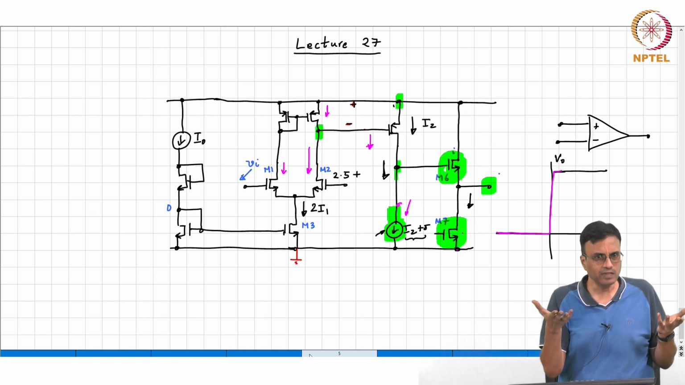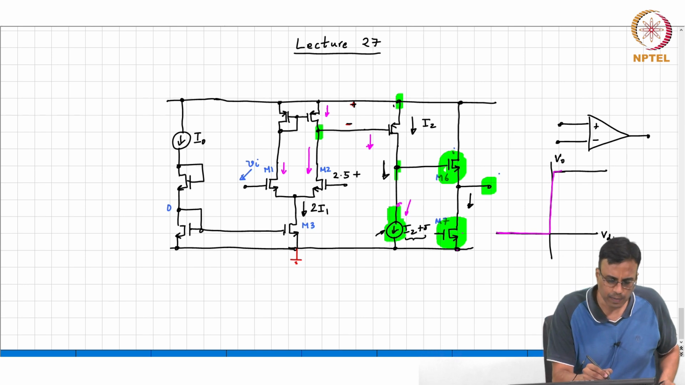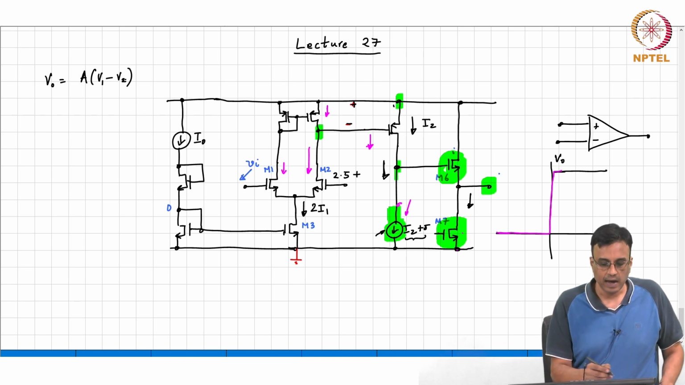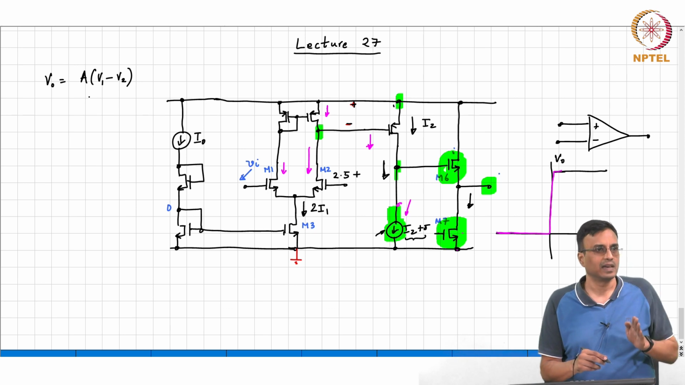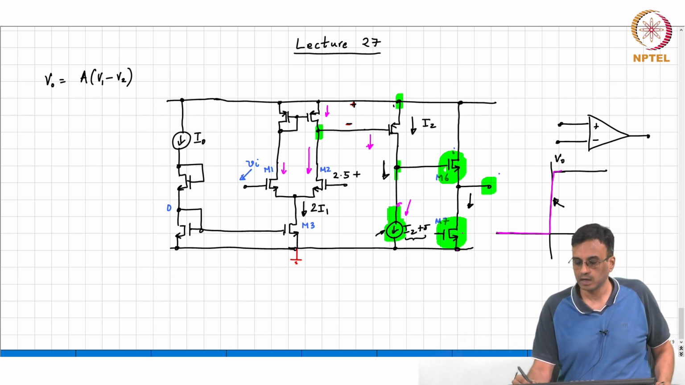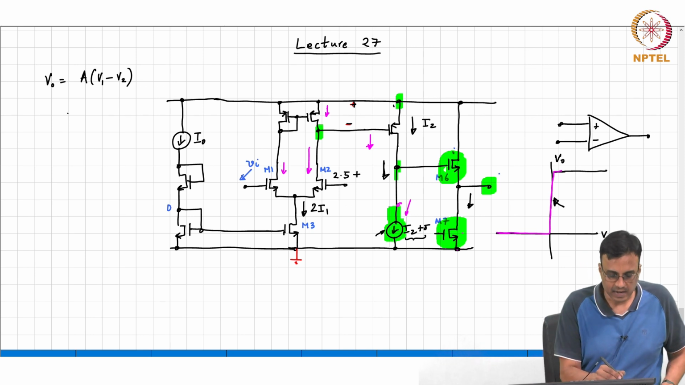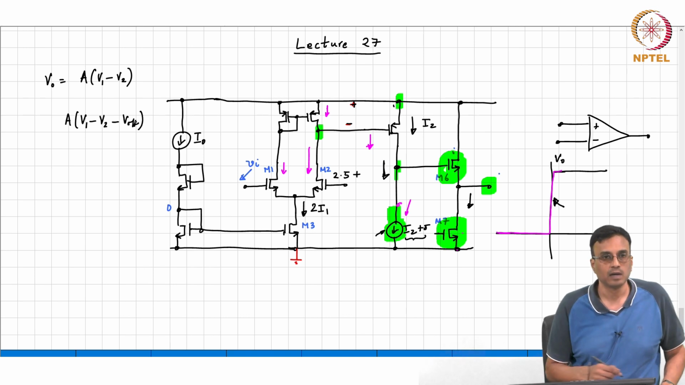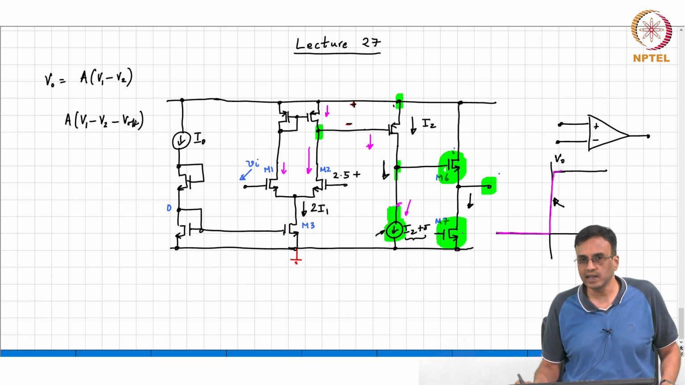That is not correct, because in reality the output VO is some A times V1 minus V2, and this is only true in this region. In reality, even in that region it will be of the form V1 minus V2 minus some offset, because of non-idealities inside the op amp. Most of the time this is because of mismatch in thresholds and so on.